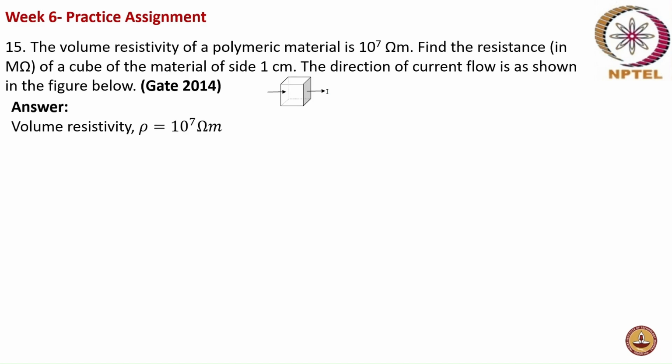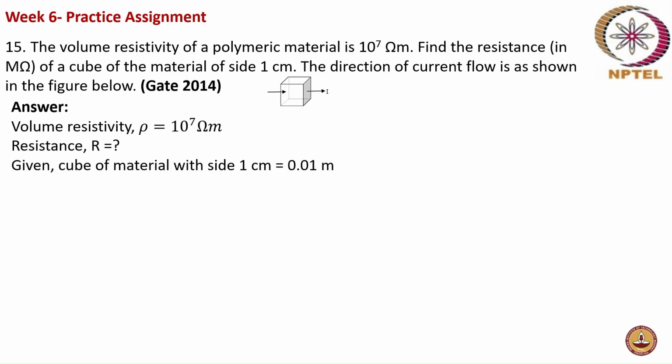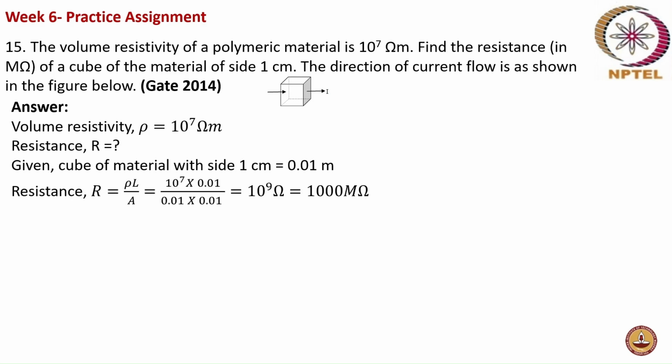Yes. Your volume resistivity is given as rho equal to 10 power 7 ohm meter. For a cube of side 1 centimeter, that is 0.01 meter. So resistance is rho L by A. Length is 0.01 and area of cross section is 0.01 into 0.01 because it's a cube. If you multiply the resistivity by length and divide by area of cross section, you will get 10 power 9 ohms, which is nothing but 1000 mega ohms. That is the resistance of the material.